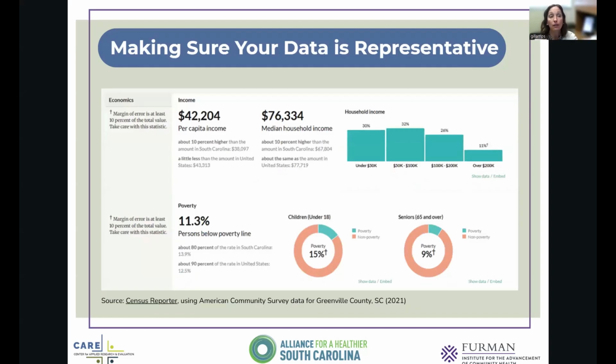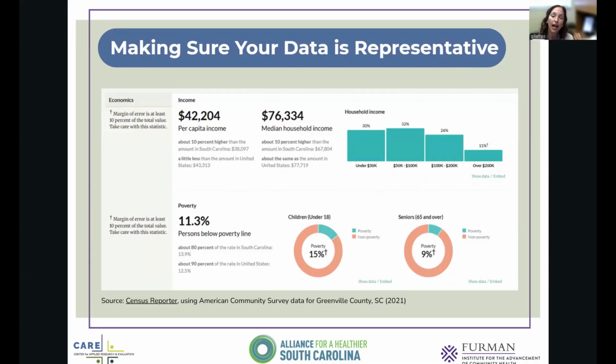You can also look at median household income, and as you can see here, it's broken down about in thirds for under 50K and 50 to 100,000, and then around a quarter make 100 to 200,000, and then about 11% are over 200,000. And then we see that 11.3% of individuals were below the poverty line.